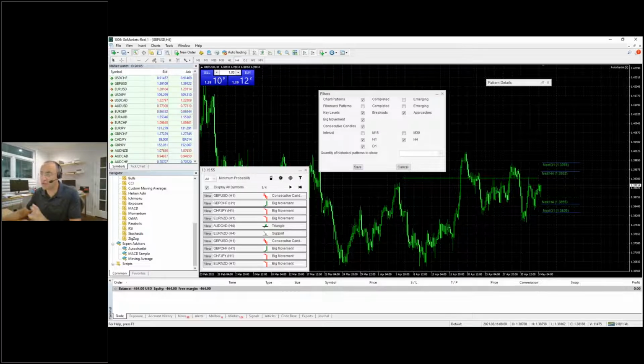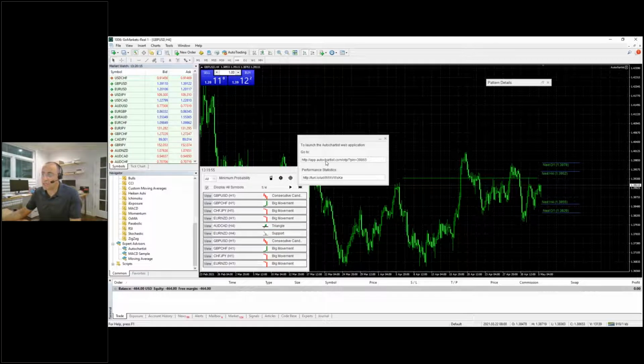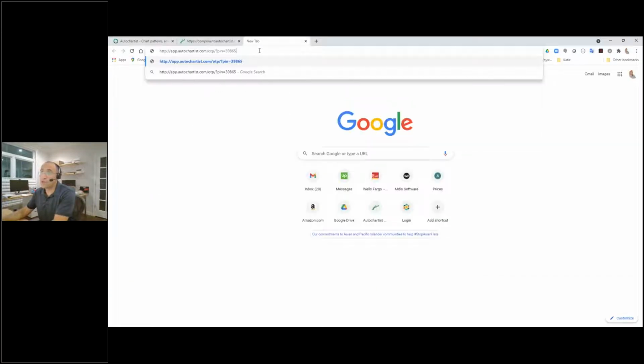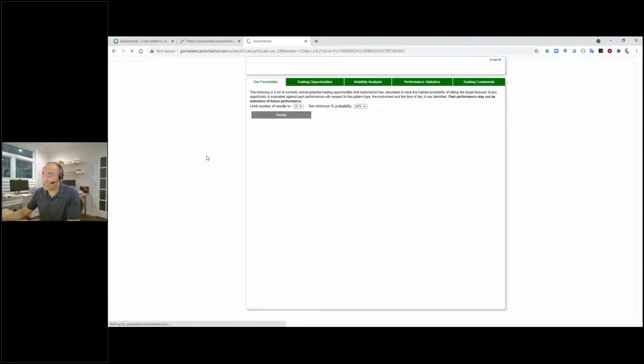Okay, let's go through some of these other little buttons on the top of Autochartist, because again, we're trying to give an overview today rather than specifics. These are the kind of trade setups that you set when you click the filter icon. This little world icon gives you 2 links. One is the performance statistics, which I mentioned a moment ago. The other is the Autochartist web application. You can copy and paste that into a browser window and it'll give you access to the web application.